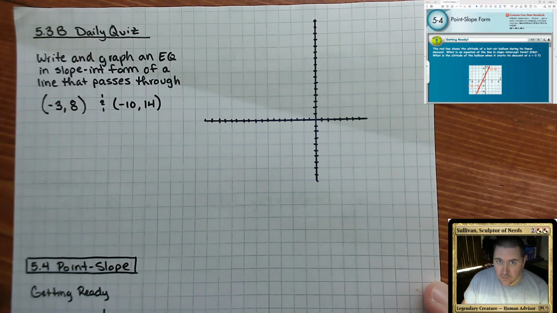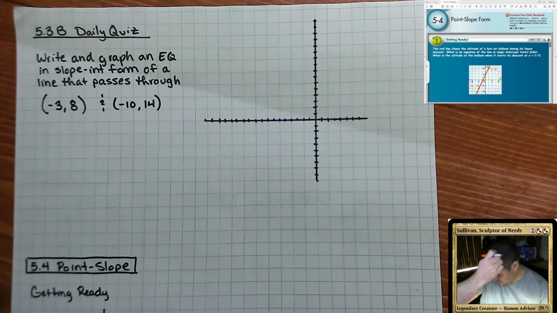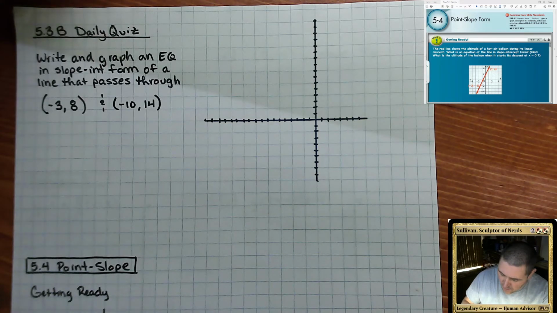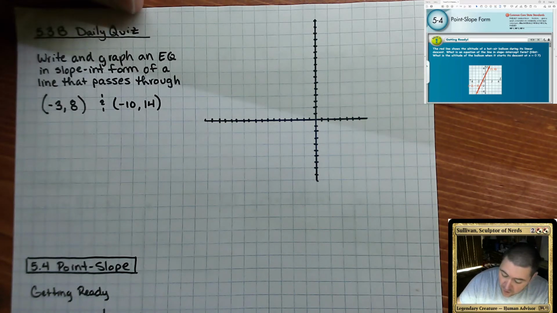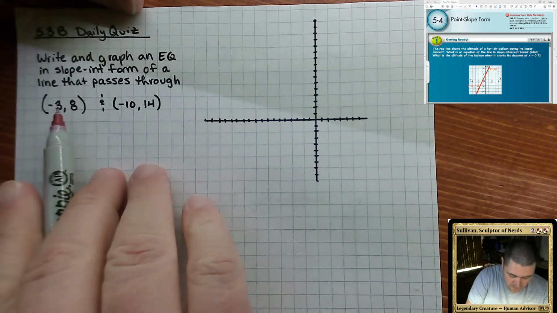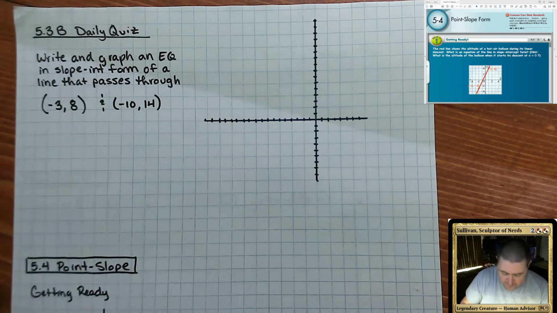Daily quiz, round 2. Write and graph an equation in slope-intercept form of something that goes through these 2 points. Pause and go. Now if we're graphing them, that's pretty straightforward. Just graph the thing, right?